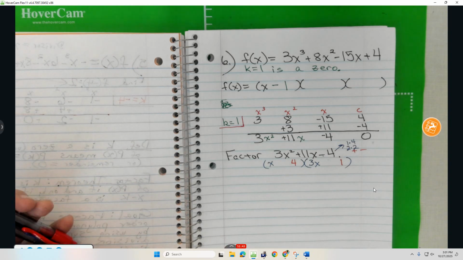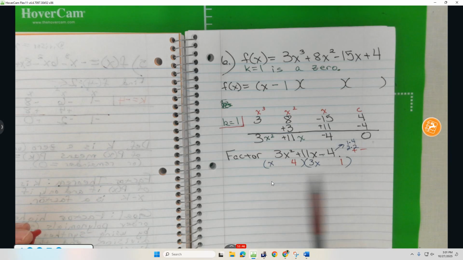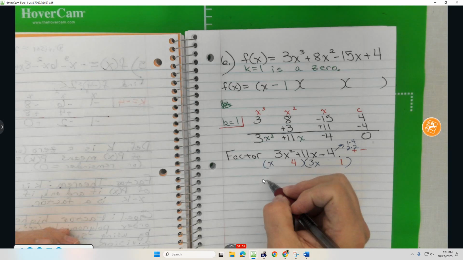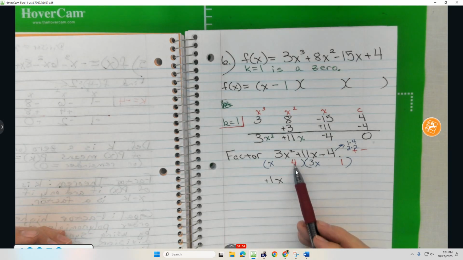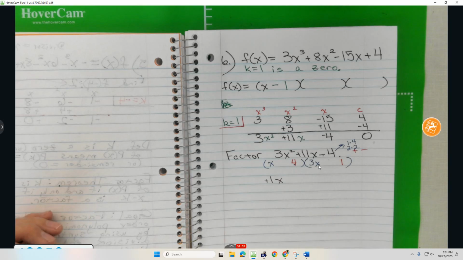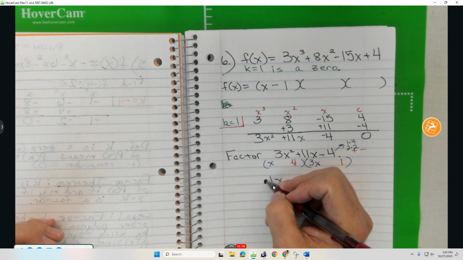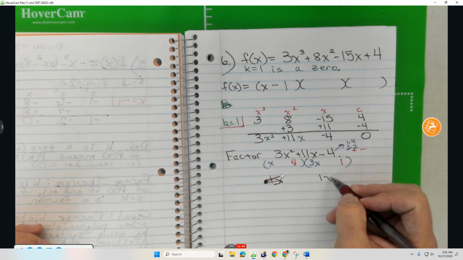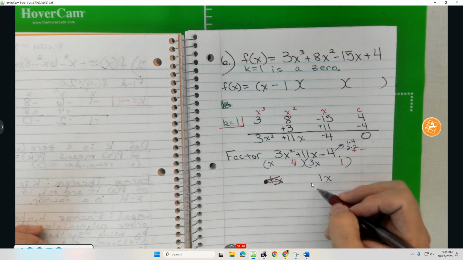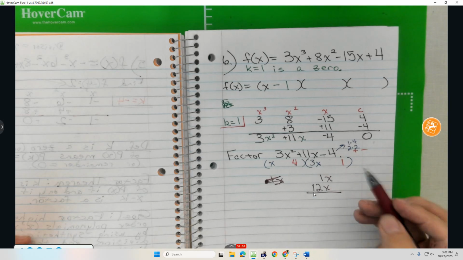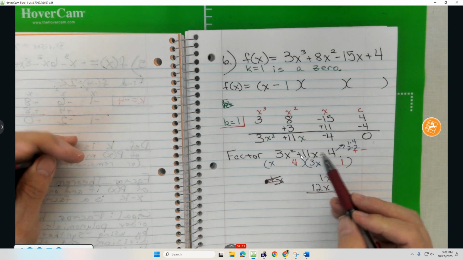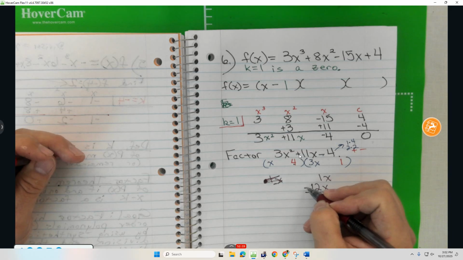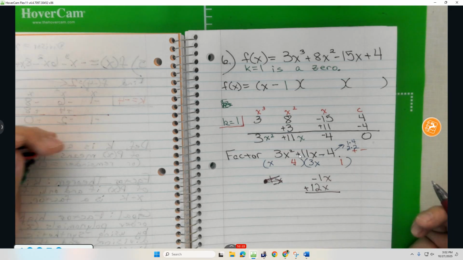What's my outer product then? We'll worry about the signs in a moment. Okay, so that's a 1x. What's my inner product? 12x. We need to subtract these things in a way to get a positive 11. So that would mean a positive 12 and a negative 1.